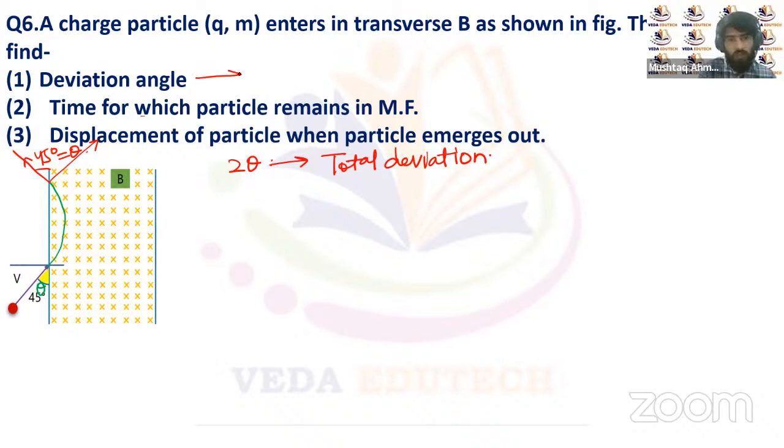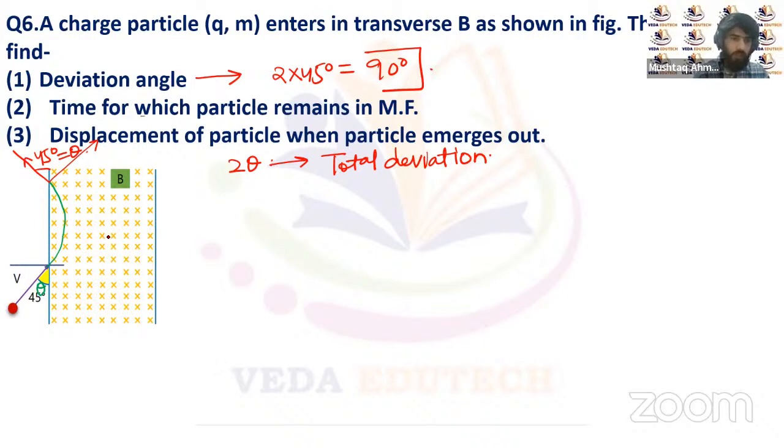It means that for this question, the total deviation will be 2 times 45 degree, right? It will be equal to 90 degree. 2 theta will be the total deviation here, right? The total net deviation for this particle will be 90 degree.